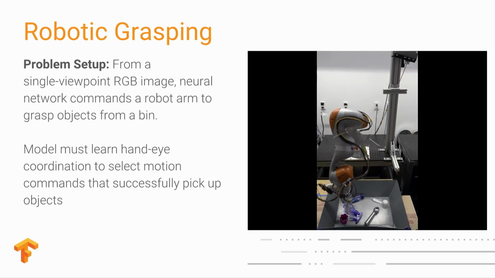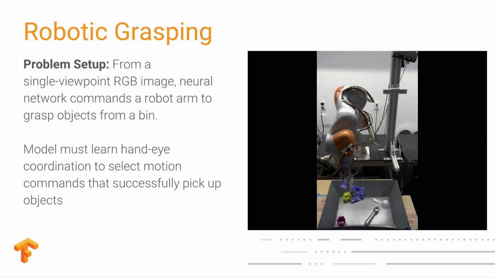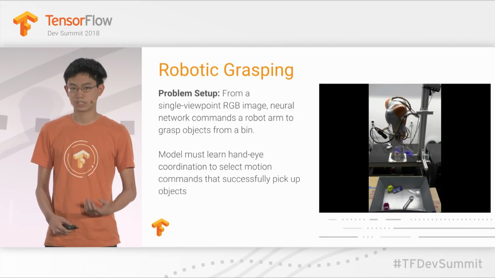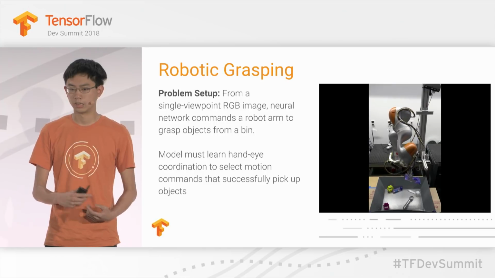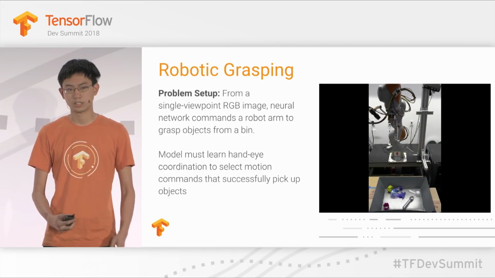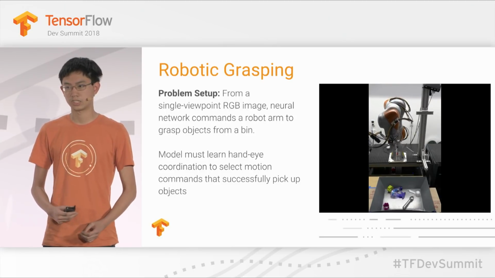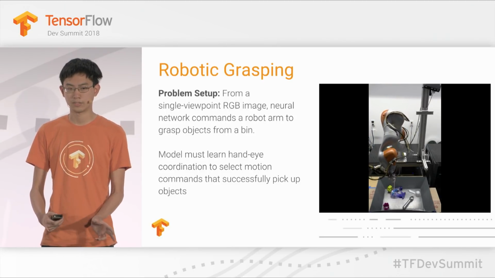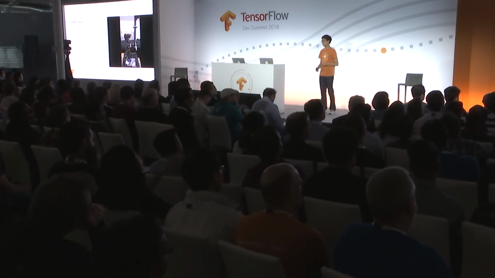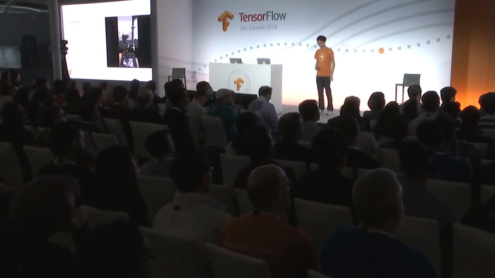Now, we want to try to solve this task using as few assumptions as possible. So importantly, we're not going to give any information about the geometry of what kinds of objects we're trying to pick up. And we're also not going to give any information about the depth of the scene. So in order to solve the task, the model needs to learn hand-eye coordination, or it needs to see where it is within the camera image, and then figure out where in the scene it is, and then combine these two to figure out how it should move around.